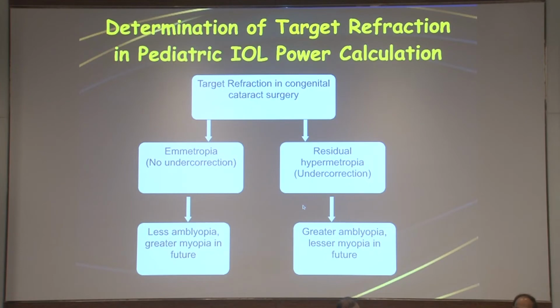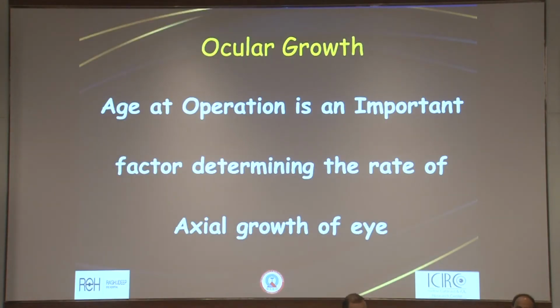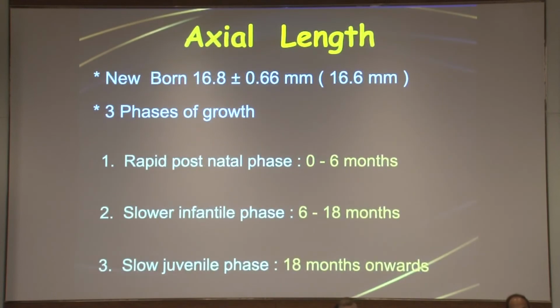So the consensus amongst most pediatric cataract surgeons is to follow the second strategy, that is, to leave behind some residual hypermetropia, and how much is debatable. The age at surgery is an important factor in determining the rate of axial growth of the eye, and there have been studies showing that the fastest phase of axial length growth is between 0 to 6 months. So if you are operating on a congenital cataract at, say, 3 months, you have to think of more undercorrection compared to operating at 1 year or 2 years.